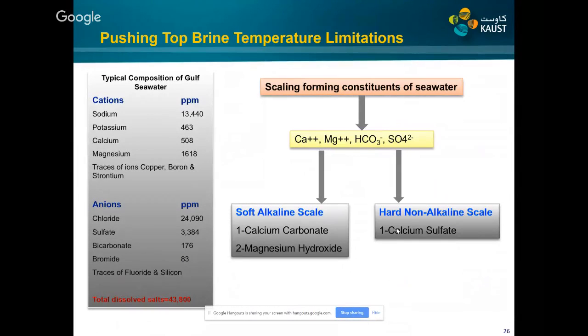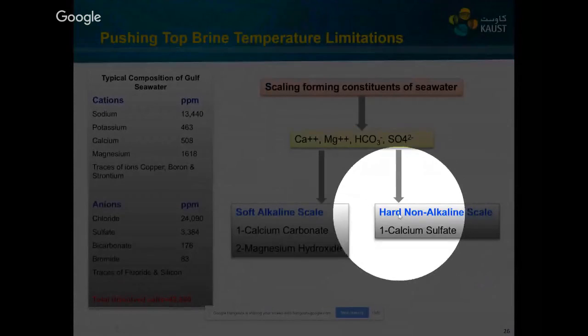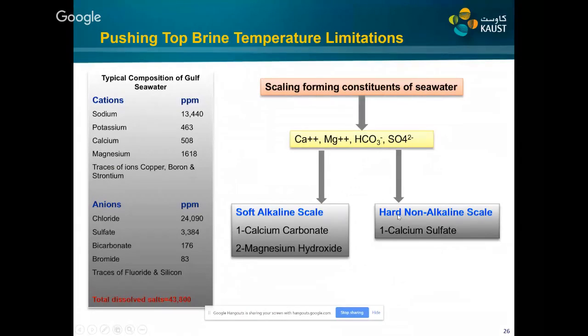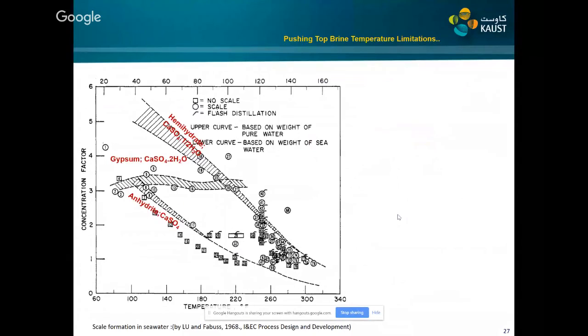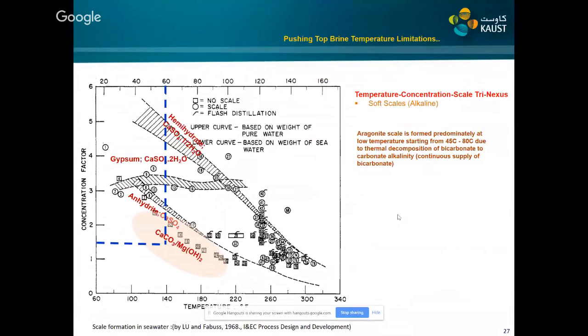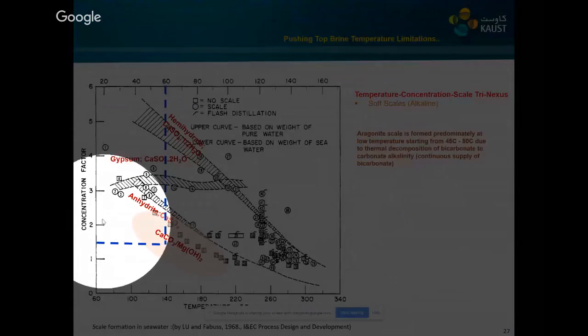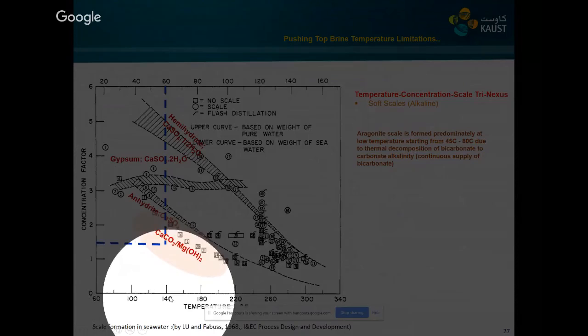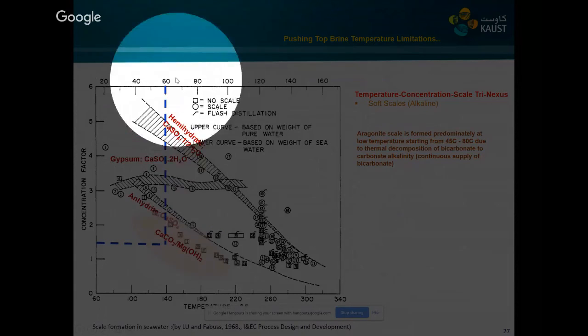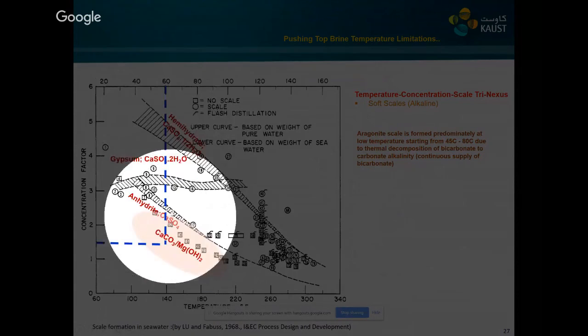So if we want to operate the MED system at high temperature, we have to overcome the soft scaling and hard scaling components to operate successfully. So this shows the operability of the conventional system. This is the concentration, normally a 38 to 40% recovery, and this is the temperature. So this is the conventional operation of the MED system.